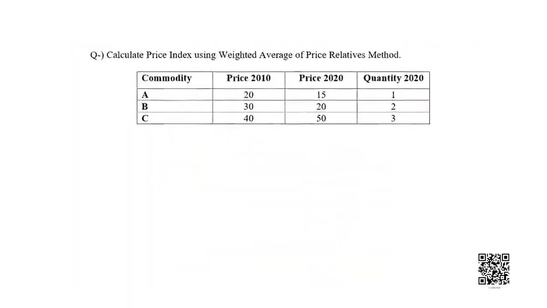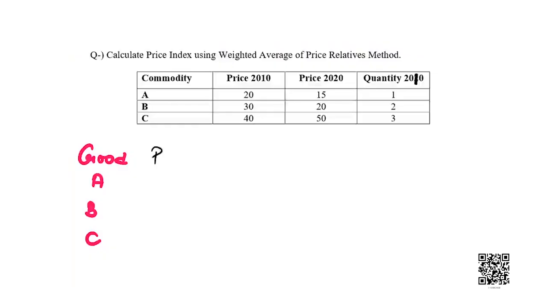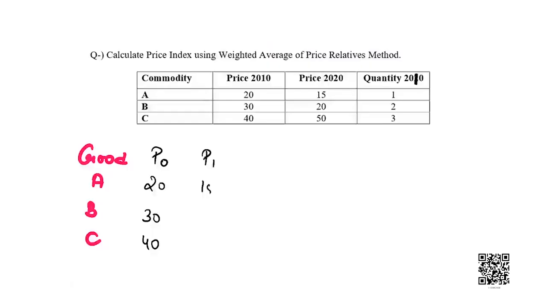So we have this question to calculate the price index using the weighted average of price relatives method. We have three goods in place, which are A, B, and C. We have the prices in the base year, the prices in the current year, and the quantity of the base year, so this is the quantity in 2010. The prices of the base year are 20, 30, and 40. Prices in the current year are 15, 20, and 50. And the quantities in the base year are 1, 2, and 3.